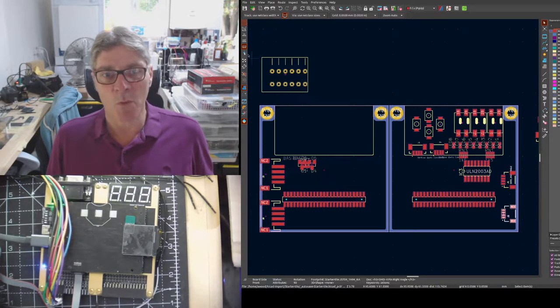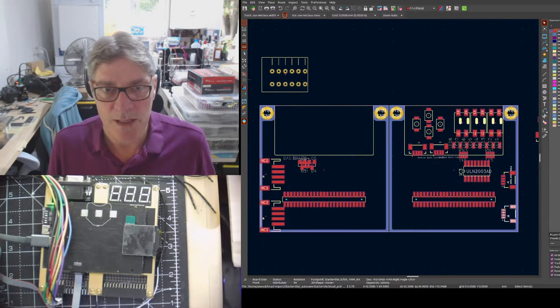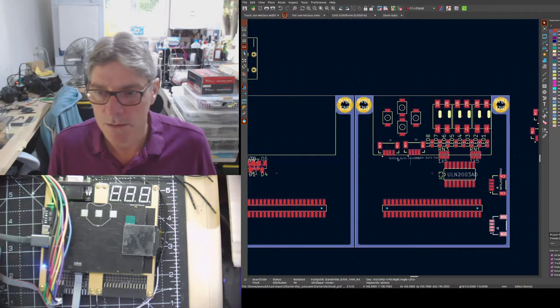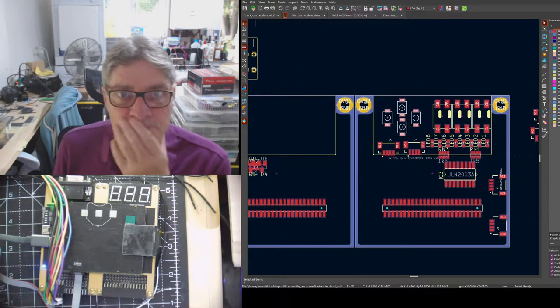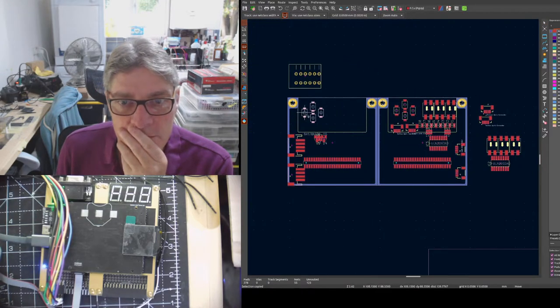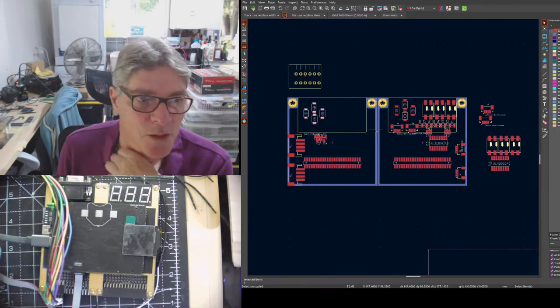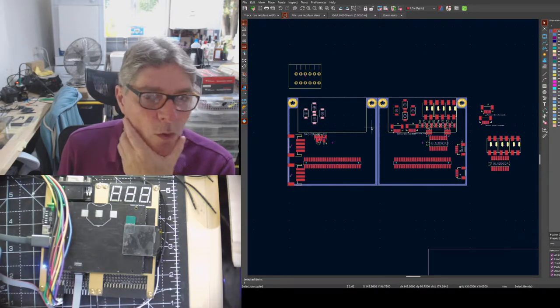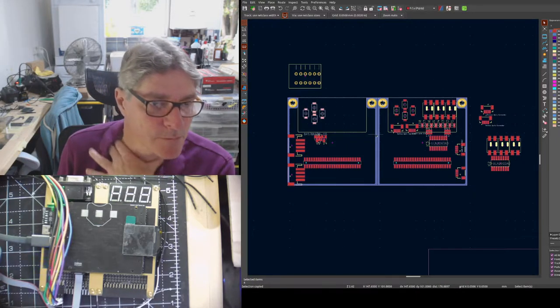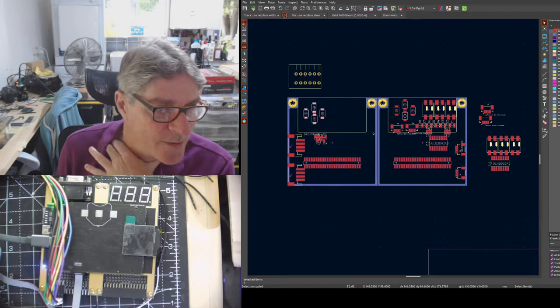So one could, for example, have, I don't know if I can do it on here. Probably not. Forgive my KiCad ignorance. But you mean we could do that? Or do you want them together? Extra buttons, things like that.